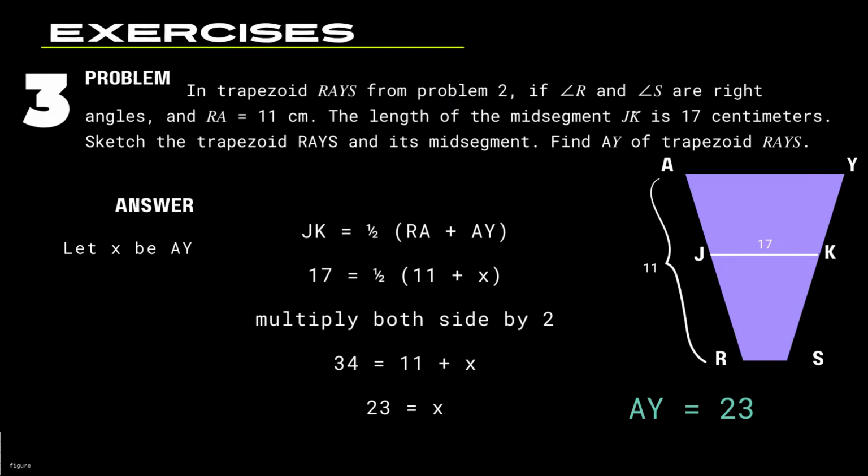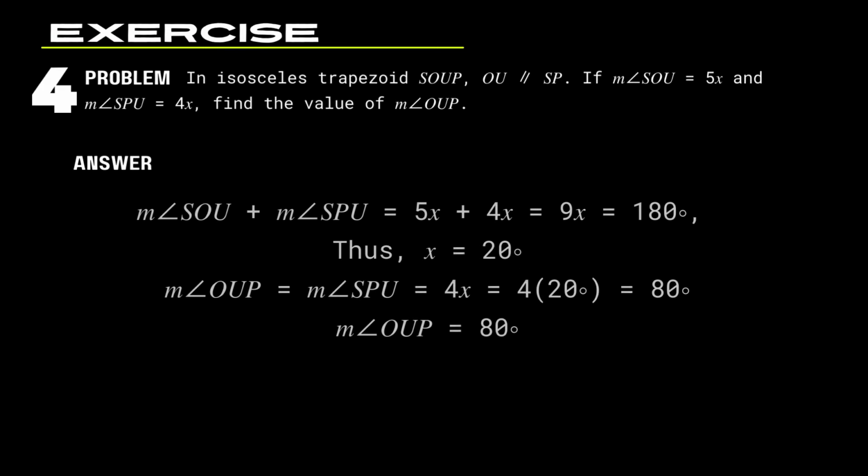Then to begin solving for x, we first multiply both sides by 2, and that will equal to 34 is equal to 11 plus x. And then now to get the value of x, we subtract 11 to both sides, which will therefore give us x is equal to 23, or AY is equal to 23. And there we go, problem 3 solved.